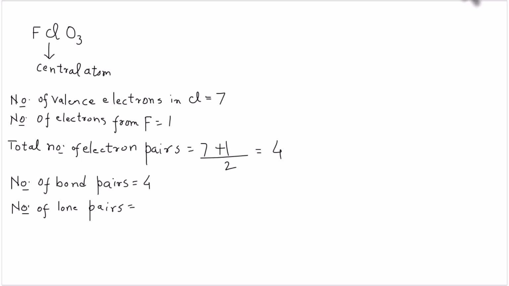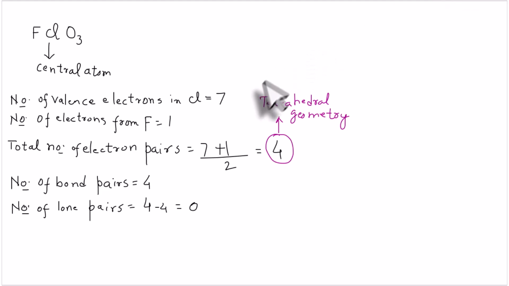And then the number of lone pairs. We have total number of electron pairs 4, bond pairs 4. So the number of lone pairs is 0. That means it is a regular geometry, which is tetrahedral geometry. That means FClO3 is also not in seesaw shape. It has a tetrahedral geometry.